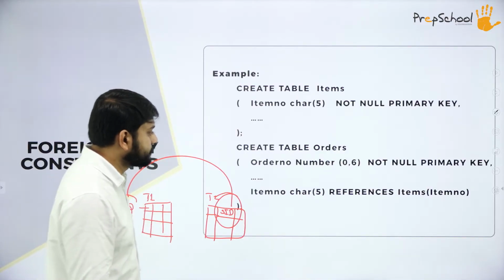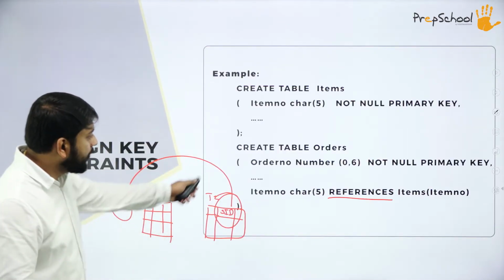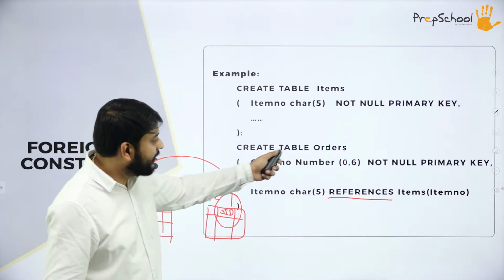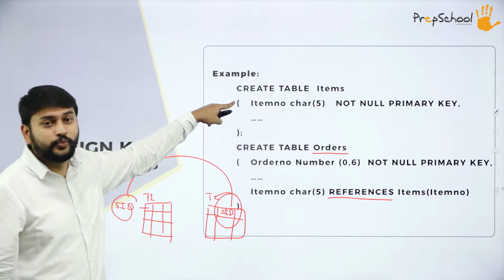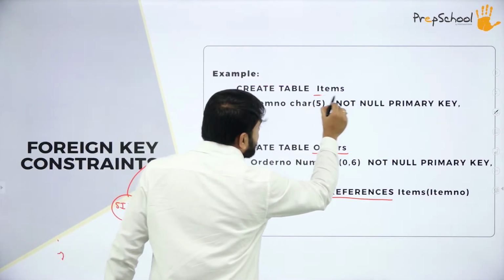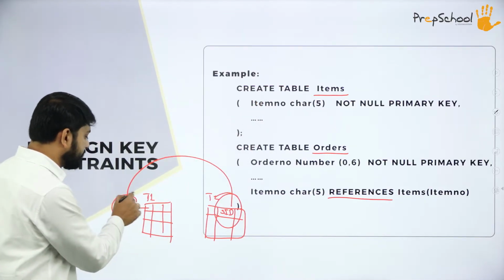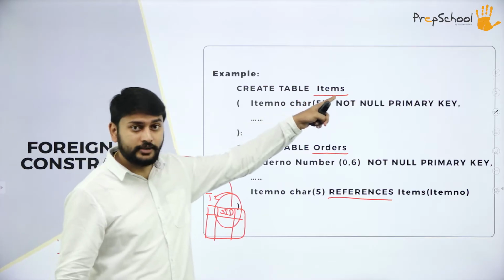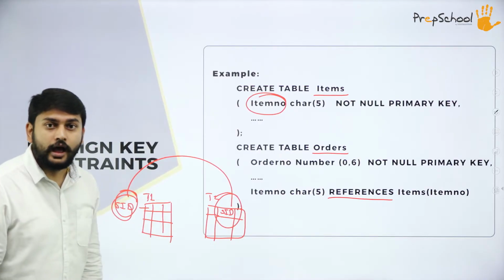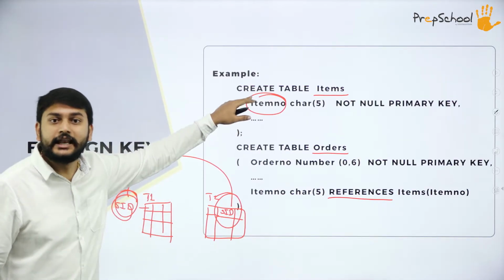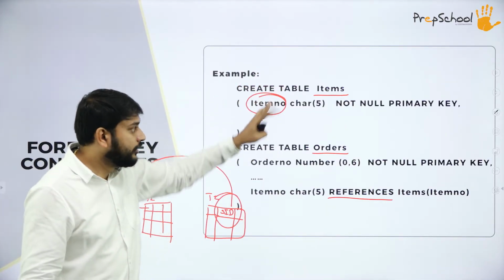So guys, this is a keyword that you have to remember. I'm trying to create a table called orders. Before creating this table, I have to create one more table, items. In this table, I have already created item number. Imagine this is the item number. I've created a table called items, and in that I have a column called item number. So guys, look here. Item number is a primary key in the table items.